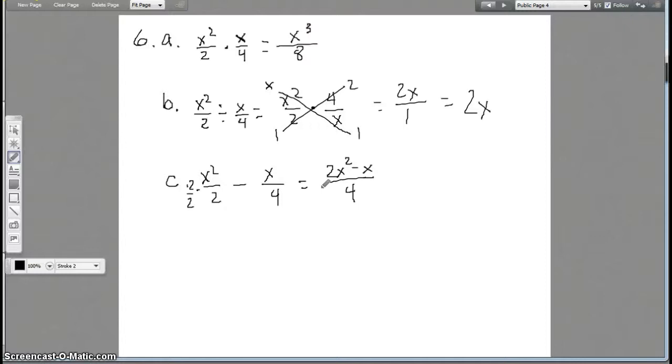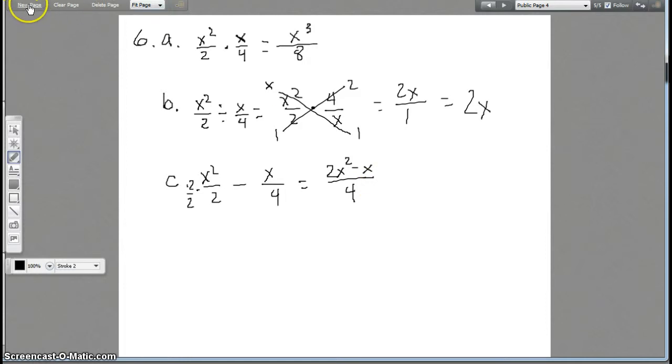Once you've done any canceling that you can do, you multiply across the numerator, you multiply across the denominator, check again to see if there's anything that cancels, and then you're done once you've simplified it. When you have division, you have to change your divided to a times, flip over your second fraction, and then you proceed just like a multiplication problem. If you're adding or subtracting, you have to get a common denominator first. So that's what we did here for part C.